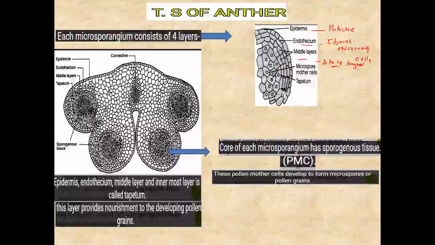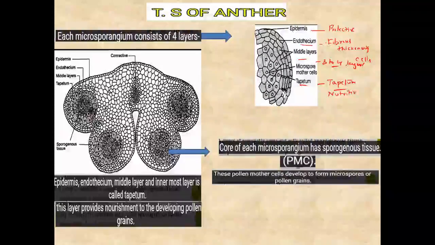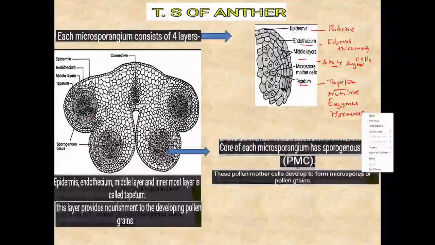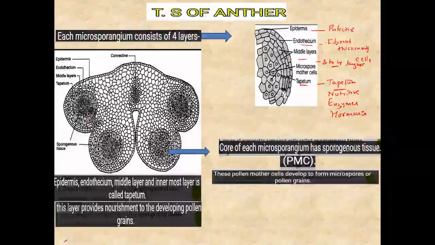You can see multinucleated cells, the tapetum, which are nutritive, secretory, secreting enzymes as well as hormones. This forms the four important layers of the anther wall. So you see, epidermis, endothecium, middle layer, and the innermost layer, which is called the tapetum. This layer provides nourishment for the development of the pollen grain in the pollen chamber.